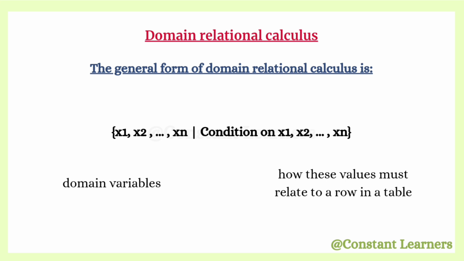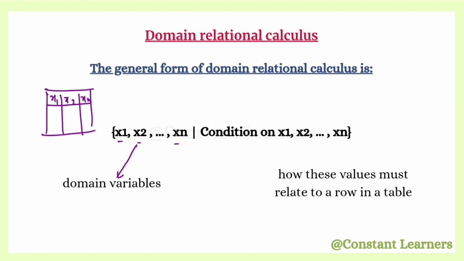Let's continue. Now the general format of domain relational calculus is x1, x2 and so on xn such that, right? Now each representing a value from a column, right? These x1, x2, x3 are actually domain variables and they represent a value from a column. That means if this is a table, then probably this one is x1, this is x2, this is xn, whichever we wish to display as the output, right?